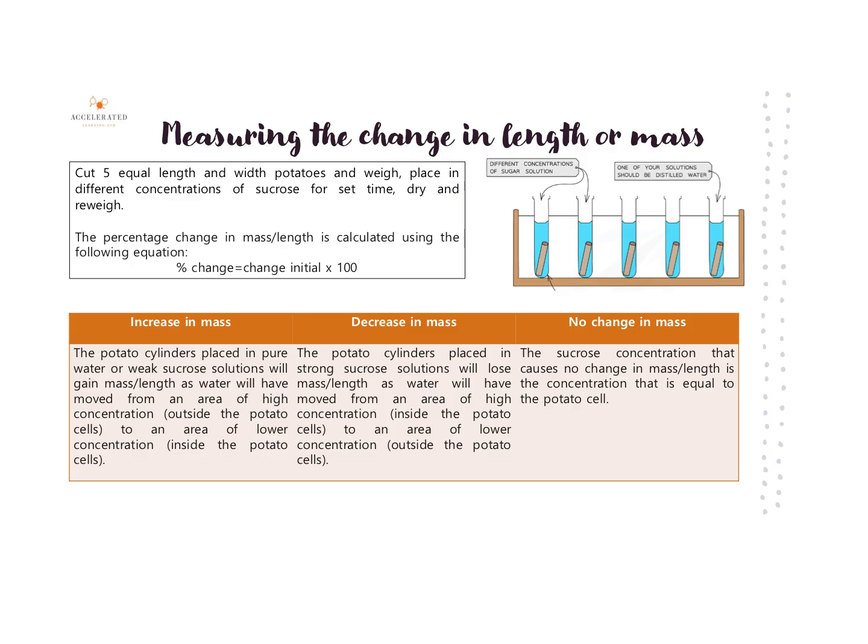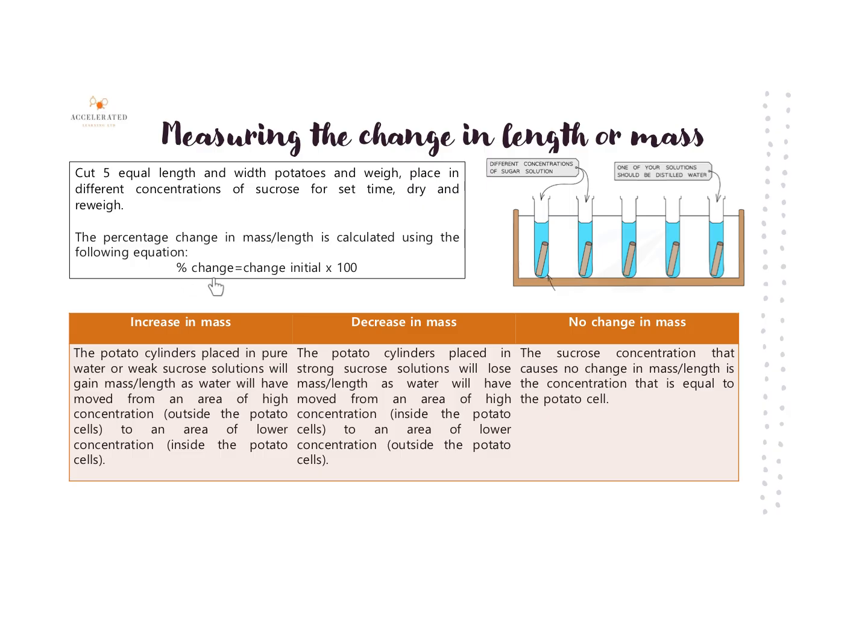So what we have, and again, Jack, this could still come up as your theory. It can come up in your theory or it could come up in the practical paper. So what we do is we cut 5 equal lengths and width of potatoes, and we weigh and dry them, and we place them in different concentrations of sucrose for a set time, dry and reweigh. Sucrose is sugar. It's just a type of sugar. So the percentage change in our mass or our length is going to be calculated from our equation.